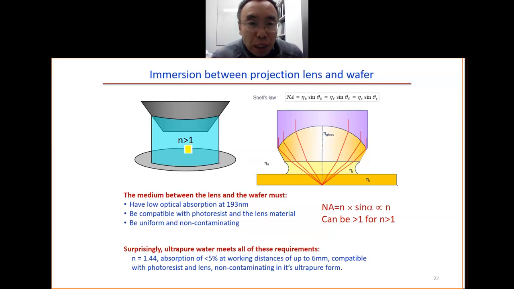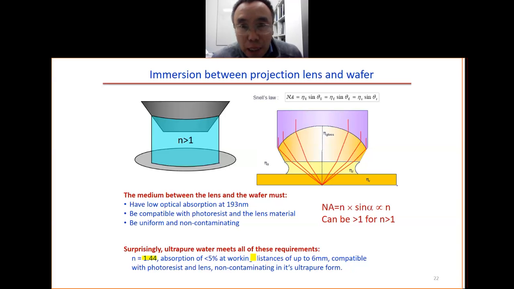For the requirements of the liquid, first, it has to have low absorption, has to be transparent to 193 nanometer. Secondly, it has to be compatible with the photoresist, so it cannot attack the photoresist and the lens material. Thirdly, it has to be uniform and clean, very pure, not contaminating the lithography. Water turned out to be a very good material. The index 1.44 is not so high, but it is okay. Absorption is also low, and it can be very pure with no contamination.